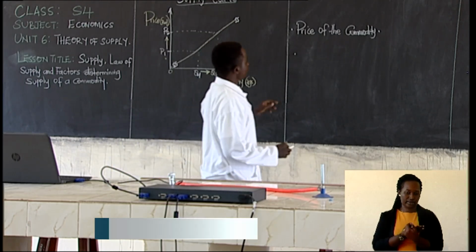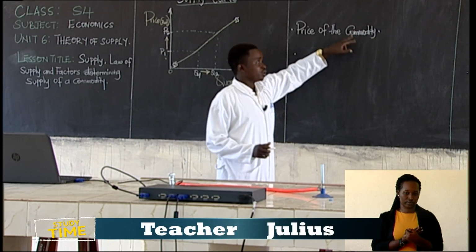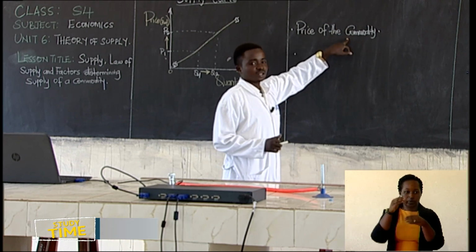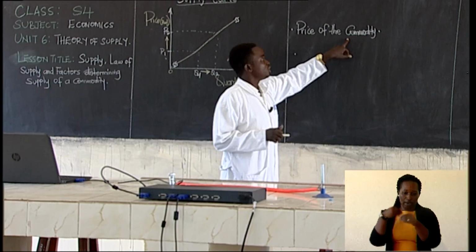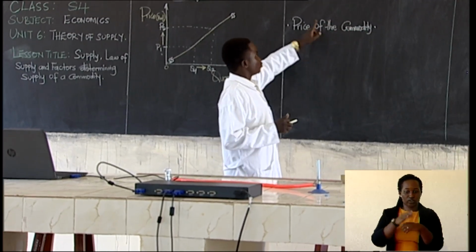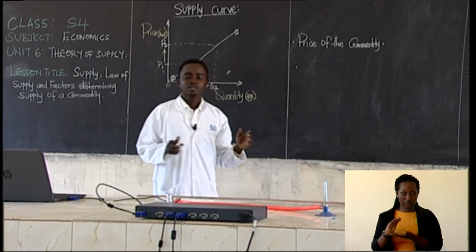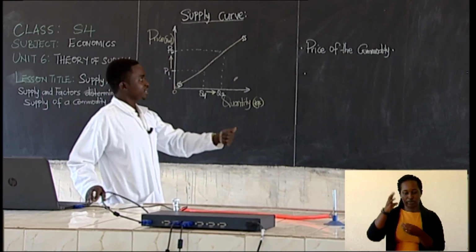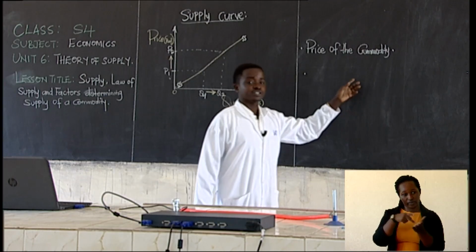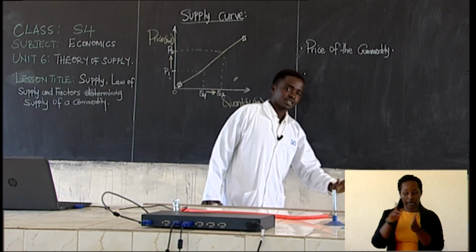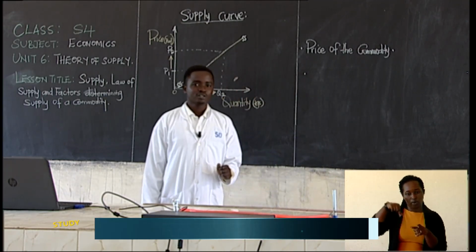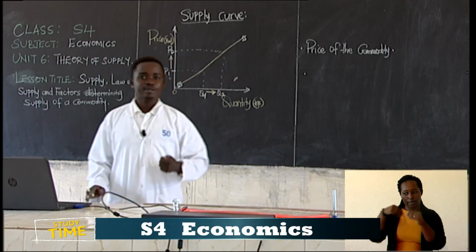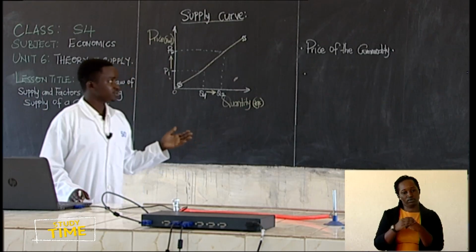So the higher the price, or when the price of the commodity increases, its supply on the market also increases. Producers are willing to supply more on the market. But when the price falls, then low quantity will be supplied on the market. So the higher the price, the higher the quantity supplied, and the lower the price, the lower the quantity supplied. So the price of the commodity influences what producers take to the market. It is a really very big factor.